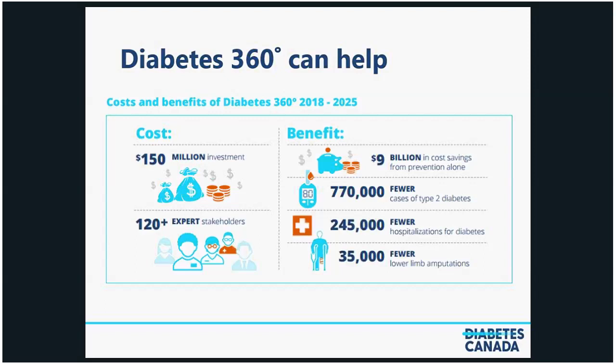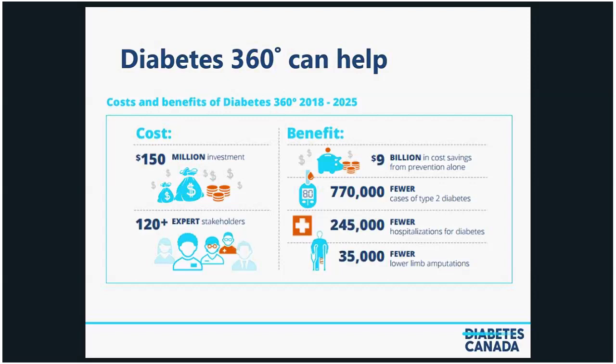We believe that in return for that $150 million investment, government can expect to see, at a bare minimum, $9 billion over those 7 years, just in cost savings from treating the people who will not develop type 2 diabetes by virtue of this strategy being implemented. There will be 770,000 fewer cases of type 2 diabetes diagnosed in Canada over the 7 years that this strategy is implemented, if it's followed the way that research shows it can be effective.